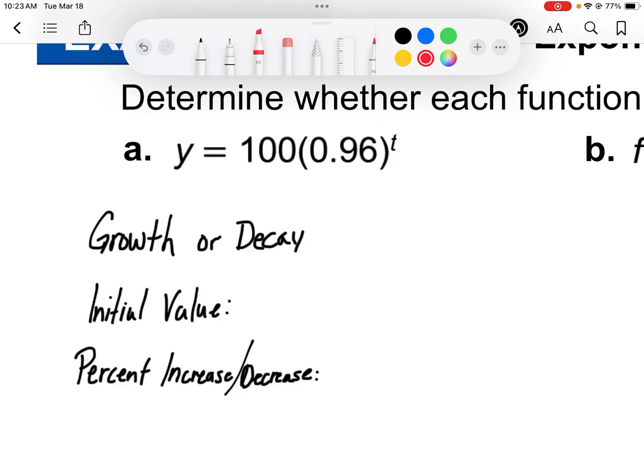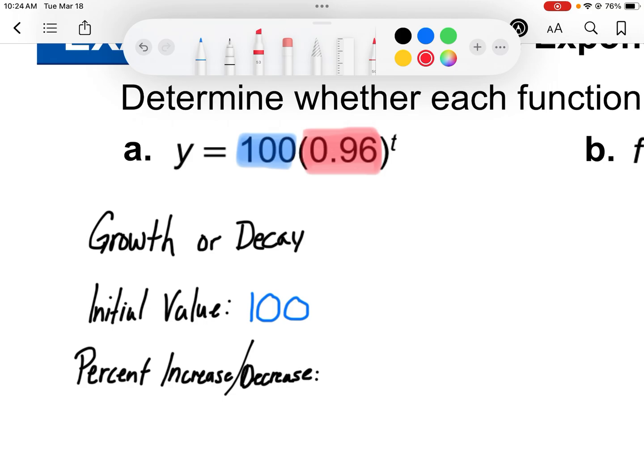So like, is it growth or decay? Whether being growth or decay, the 100 does not matter. So this number is our initial value. So this one's really easy. Our initial value is 100. It's always that A value. For our growth or decay, we're looking at what the base of our exponential is.